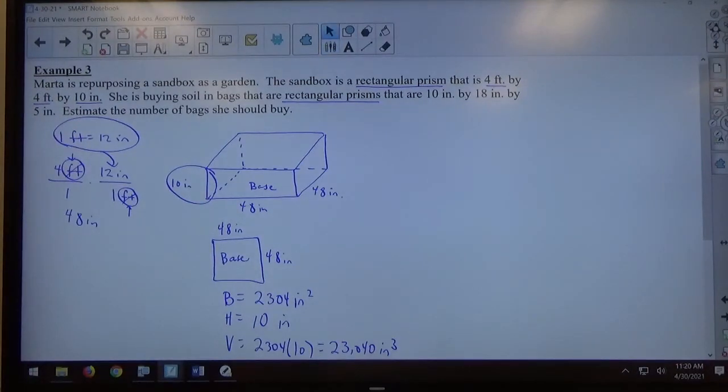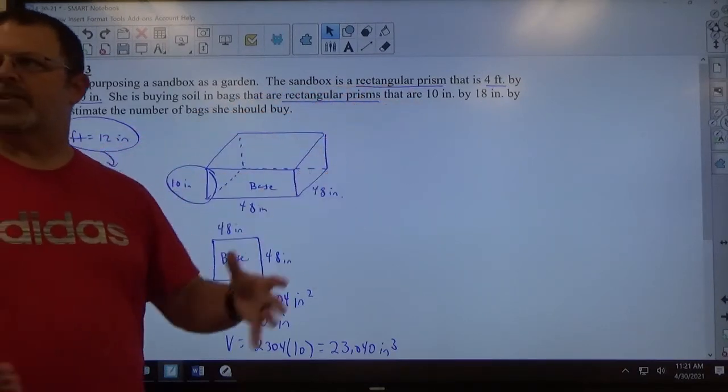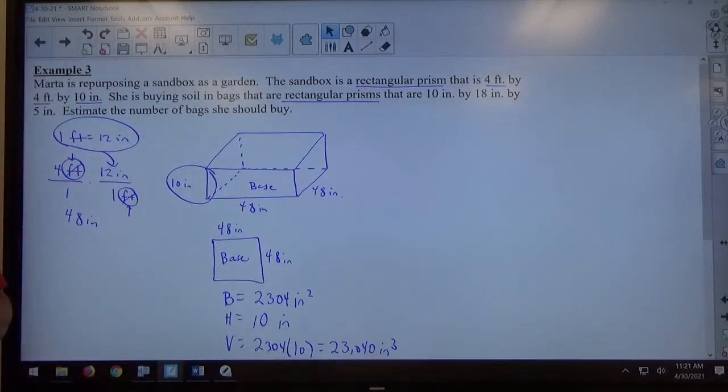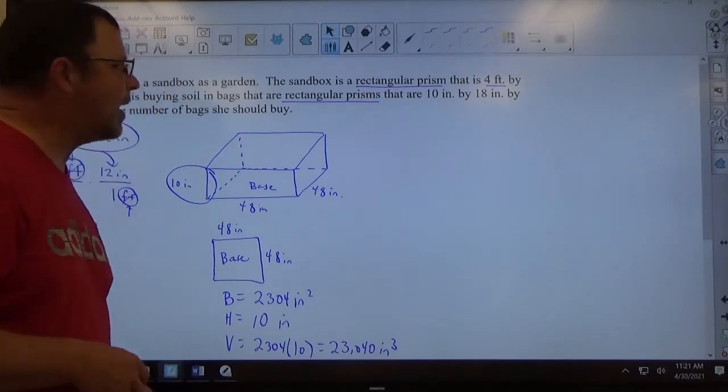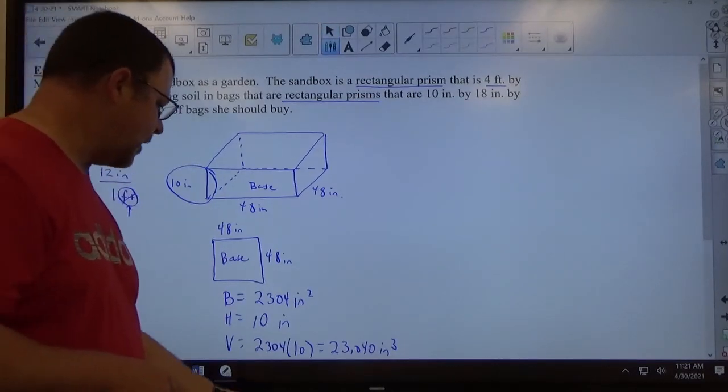Okay. We want to fill this sandbox with soil. She's repurposing the sandbox into a garden. She wants to fill the garden with soil so she can plant all her vegetables, make her salsa and dips and stuff for the summer, right? So, the way this works is the capacity of the sandbox is that amount of cubic inches. The bags of soil have some volume, that's the capacity of soil in a bag, right? So we want to figure out the capacity or the amount of soil in each bag.